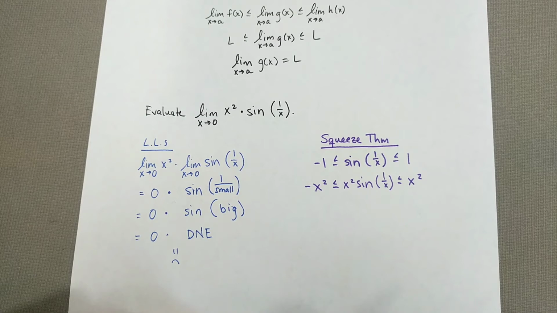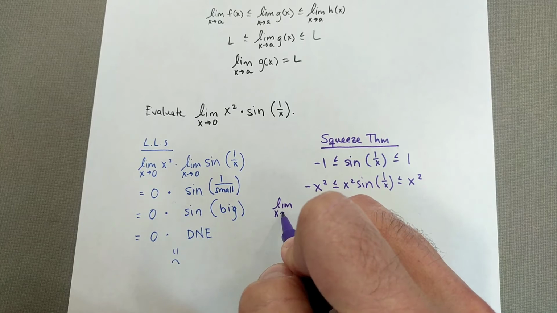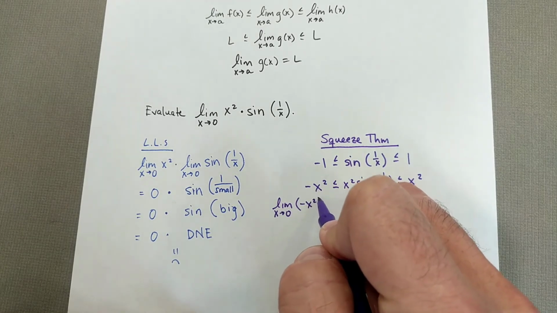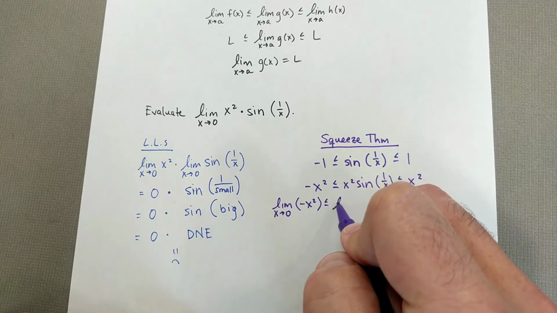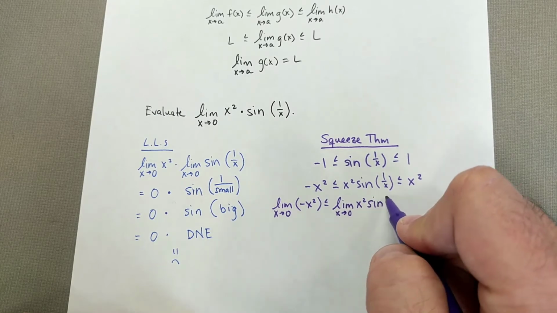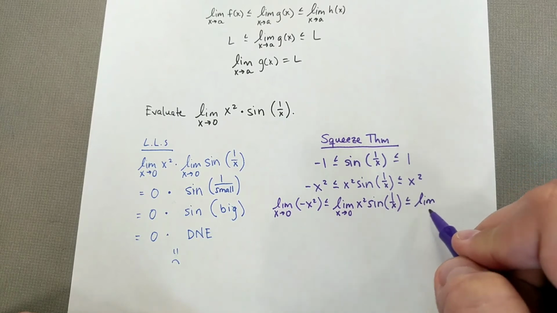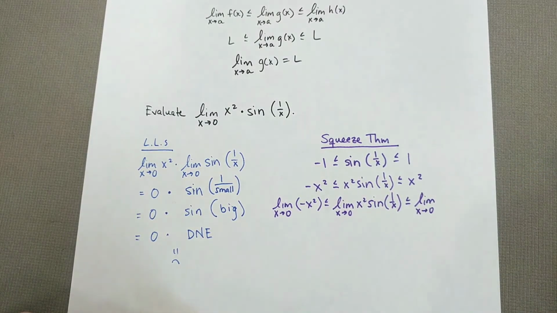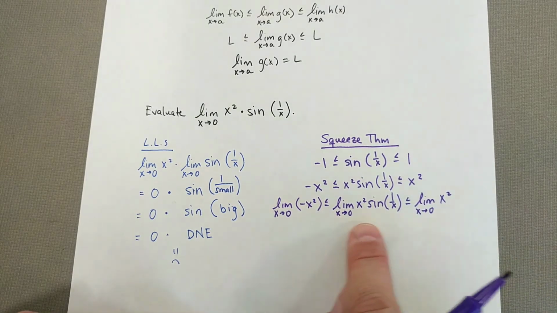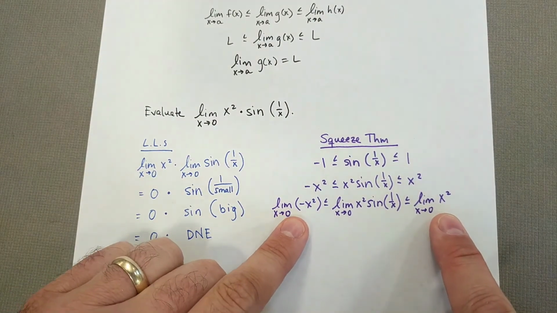So at this point, let's just find the limit of it. We're going to take the limit as x approaches 0 of negative x squared. That's got to be smaller than or equal to the limit of x squared times sine of 1 over x. And that's got to be smaller than or equal to the limit as x approaches 0 of just positive x squared. All right, so now the middle is the limit I'm trying to evaluate, which I had no success on. However, these are quite simple to evaluate.